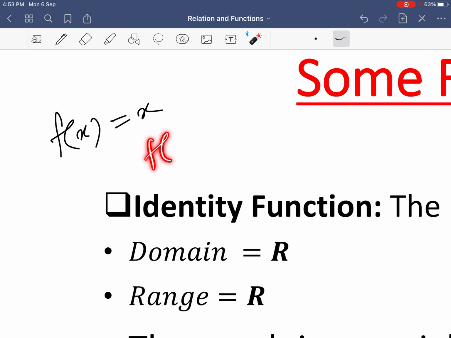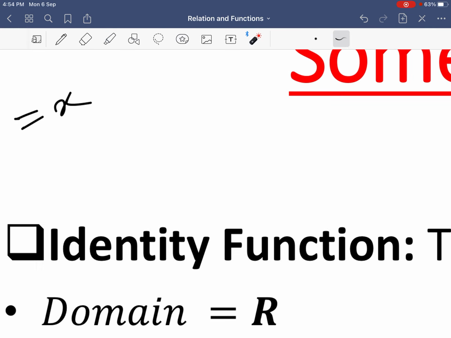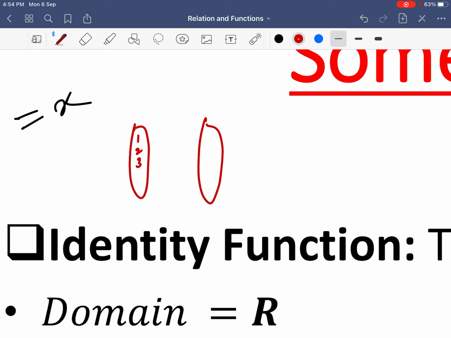Now if I put f(z), you get z only. So in this way, whatever you put inside the function, you will get that element itself. So if I have to make an ordered pair, it will be 1, 2, 3, 4 and 1, 2, 3, 4. If I say f(1), then f(1) will be equal to 1, because it's an identity function. f(2) will be equal to 2, f(3) will be equal to 3, and f(4) will be equal to 4. In this way we do the mapping for the identity function.